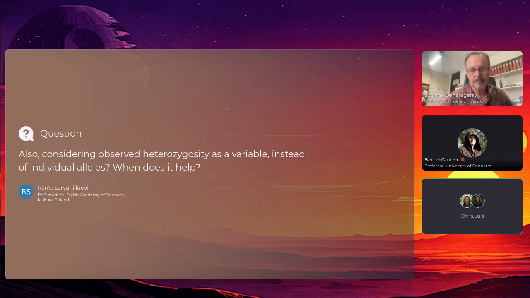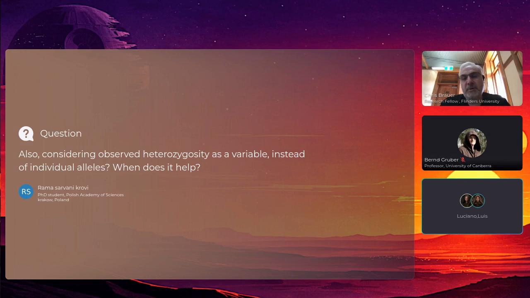Not quite sure. Essentially, it depends on the type of selection, I guess. Heterozygosity is potentially something that could provide a signal, particularly maybe if you're thinking about balancing selection. I don't know. I think you're better off using either the allele counts or allele frequencies in this case.